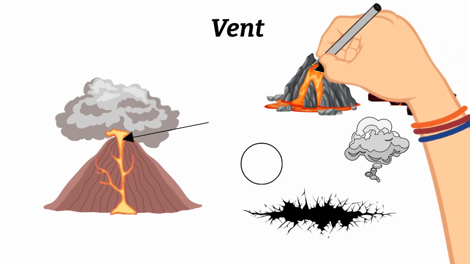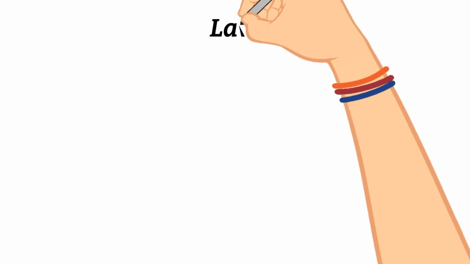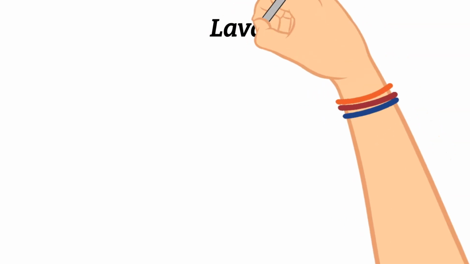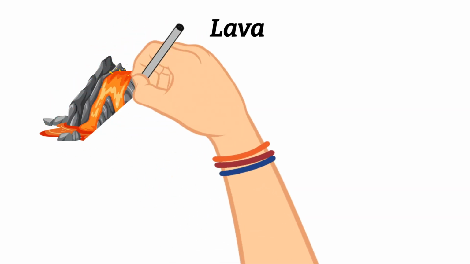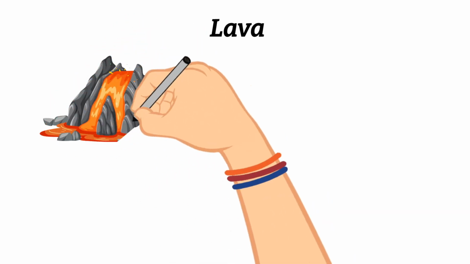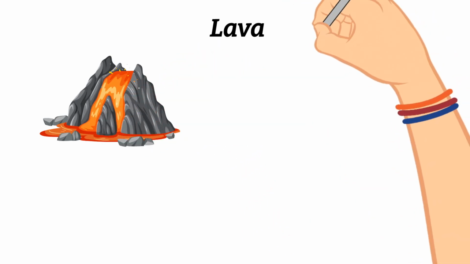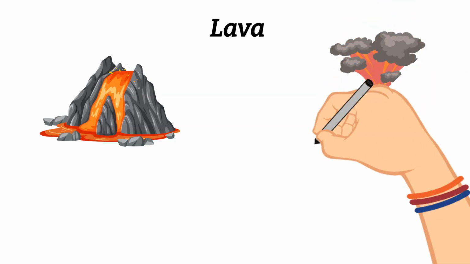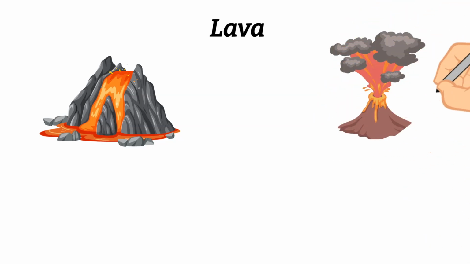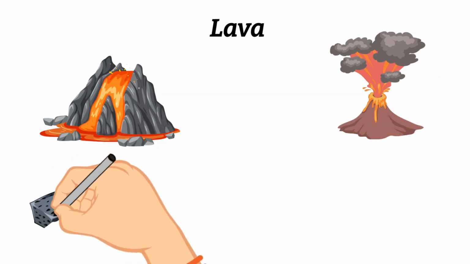Now, what is magma when it comes to the surface? Well, that brings us to our next part, and that is lava. Lava is hot, liquefied rock that flows from a volcano or other opening to the surface of the Earth. So, when it is underneath the ground, it is called magma, and when it gets to be above the surface of the Earth, that is when its term is changed to lava.